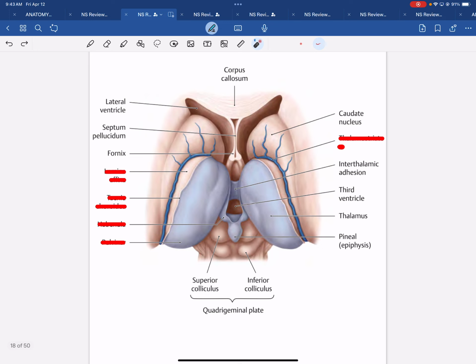Okay, here, let's do functions too. So what's the function of the corpus callosum? Connecting the two hemispheres. Okay, good, that's a good function. But which hemispheres? Left and right cerebral hemispheres. Good, so it connects the left and right cerebral hemispheres. What about the function for the lateral ventricle? For any of the ventricles? Produce CSF. Okay, to produce CSF.